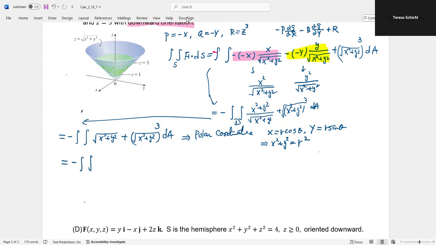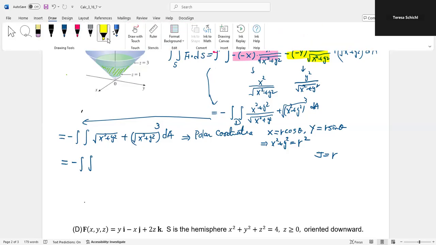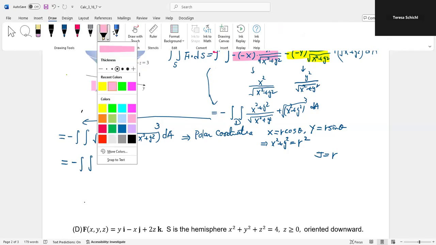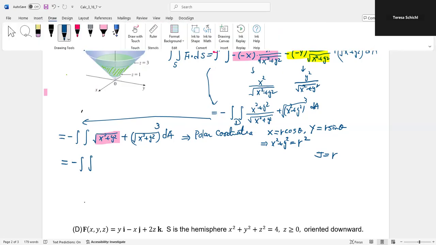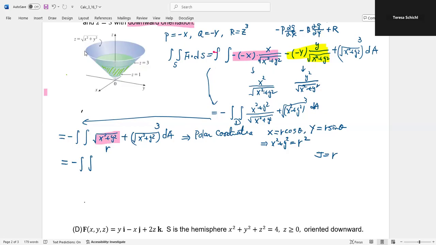Also don't forget the Jacobian for the polar is r. So the Jacobian for the polar is r here. Okay, so now let's take a look at these terms here. Let's be careful here. Let's color that. So this term is x squared plus y squared. This one is r squared. You take the square root, so it's r.